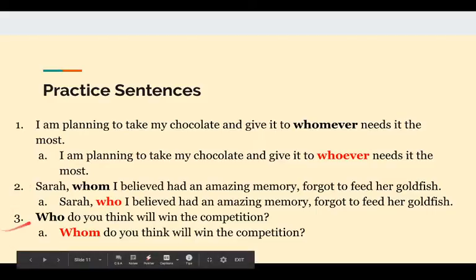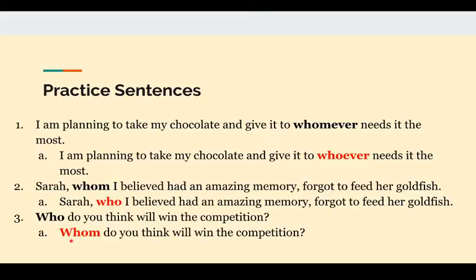And then this last example sentence is, who do you think will win the competition? It would be, whom do you think will win the competition? Because again, whom is either him or her. So like, who do you think will win the competition? Him. Not who do you think will win the competition? He.